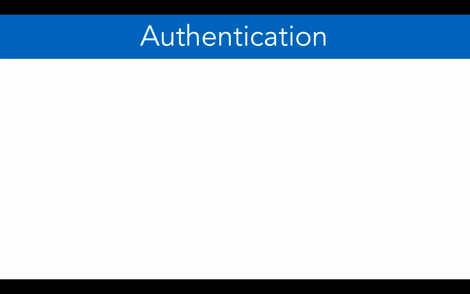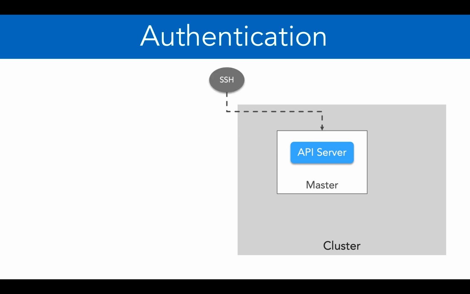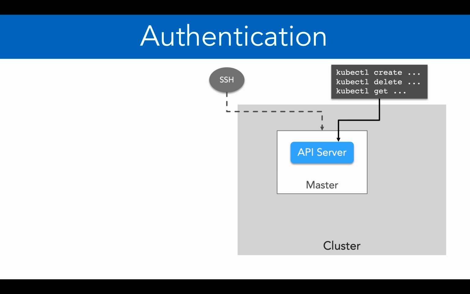Let's take a look into authentication in Kubernetes, how it is handled. So we have this cluster and we have this master node, and of course the API server which is sitting on the master node along with other components. What we have been doing so far is that we have been SSHing into the master node. So after logging into the master node, you executed commands like kubectl create, delete, get, etc. And these commands were submitted to the API server, and the API server used all the other components in conjunction to create the objects or the Kubernetes resources.